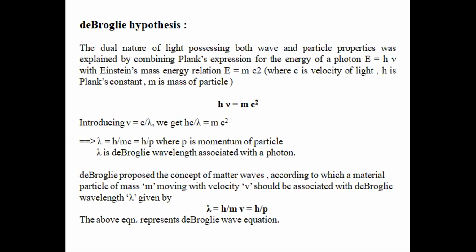The de Broglie hypothesis says matter has a dual nature. The dual nature of light, possessing both wave and particle properties, was explained by combining Planck's expression for the energy of a photon, E equals h nu, with Einstein's mass energy relation, E equals mc square, where c is the velocity of light, h is Planck's constant, and m is the mass of the particle. That means we are combining the properties of a photon and the properties of a particle.